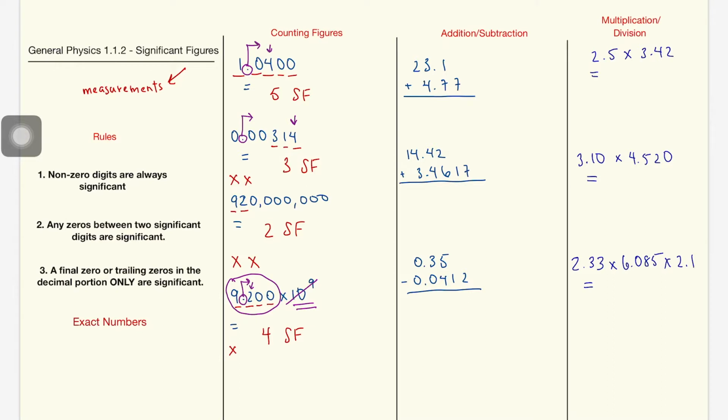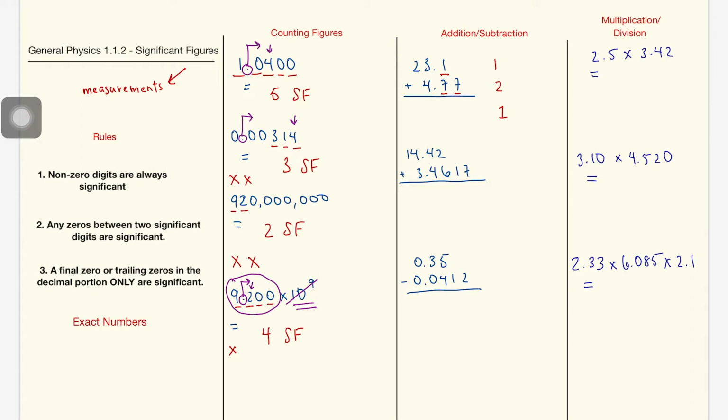Now we are going to look at addition and subtraction operators. For addition and subtraction, the one rule we need to keep in mind is that we now work with decimal point places instead of significant figures. For the first problem, we see 23.1 plus 4.77. Looking only at the decimal places, the final answer should have the equal amount of decimal places as the addend with the lowest amount of decimal places. The first number has 1, the second number has 2, therefore the sum should only have 1 decimal place.